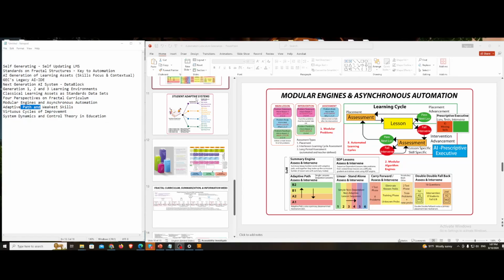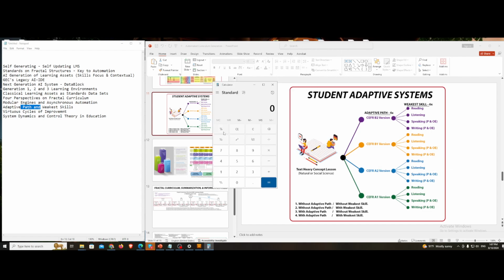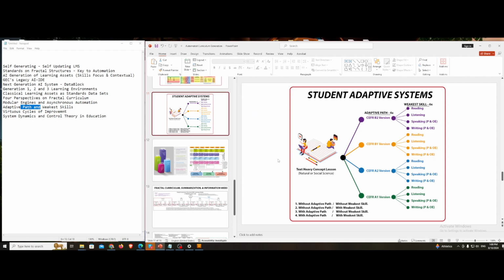We did already talk about adaptive path and weakest skills, like as shown here. The ebook is in 4 different versions. Each ebook has 15 questions, so they're 4 times 15, right? So there are 60 versions of a question at this level, but then there are 60 times 24. 60 times 24, there are 1,000. And actually there are 4 lessons in a fractal, so you can multiply that by 4, and this is the type of richness that exists.